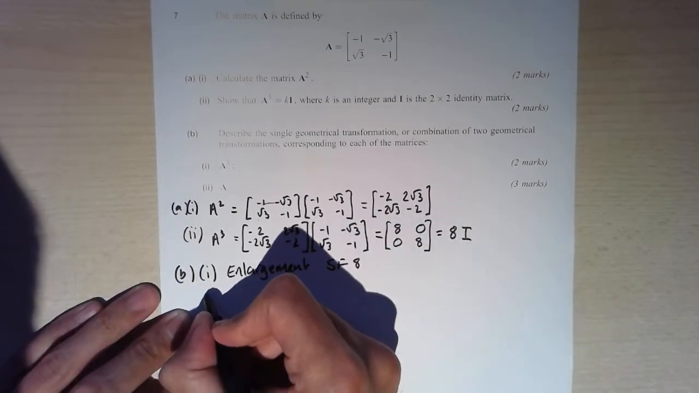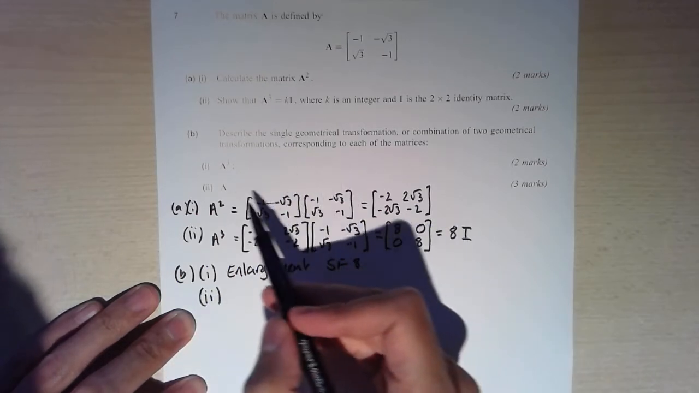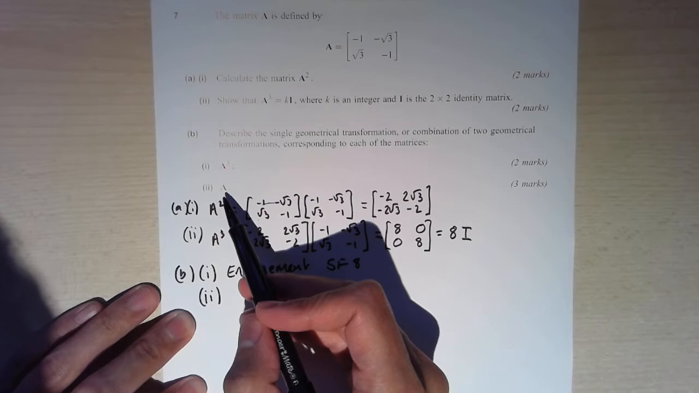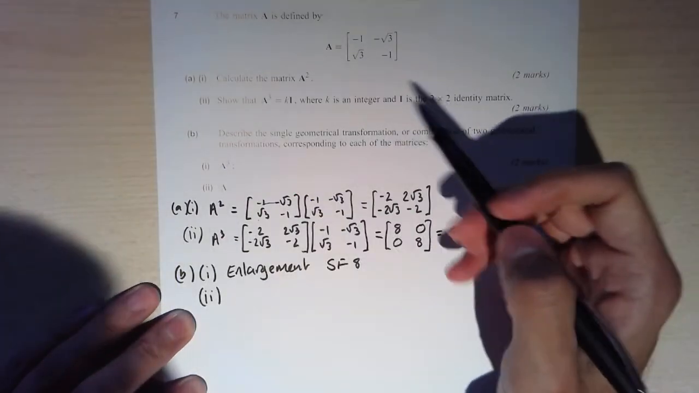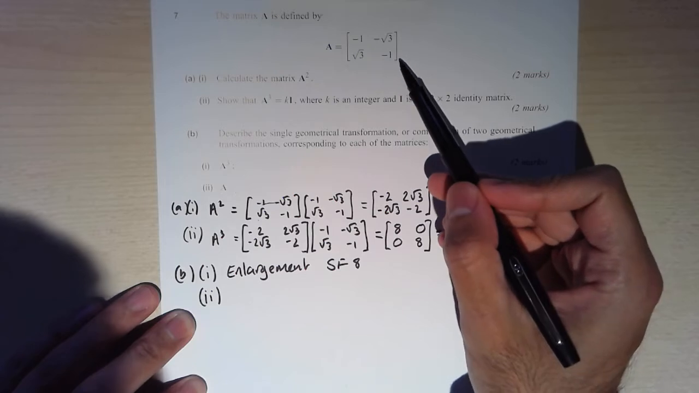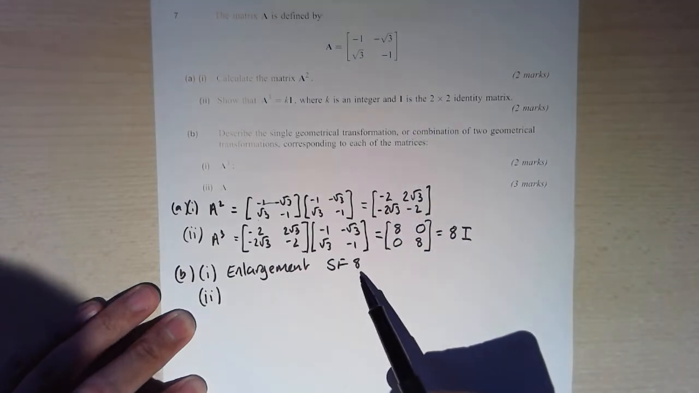Okay, part 2. I'm now being asked to find what the geometrical transformation is for just the matrix A. So that's just this matrix here. Well, I know A cubed gave me an enlargement of a scale factor of 8.